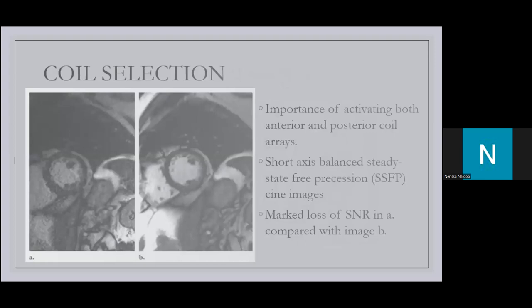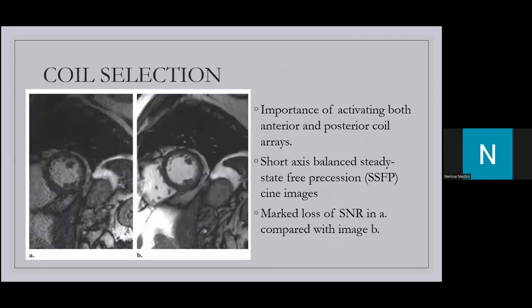Here again, just another example of how coil selection can affect our image quality. So if we look at figure A, we've got the anterior coil that has not been selected. So you can see that the signal is lost anteriorly more than it is posteriorly. And then in image B, we have again improved signal to noise ratio. And basically, the only change that was made here was activation of the anterior coil.